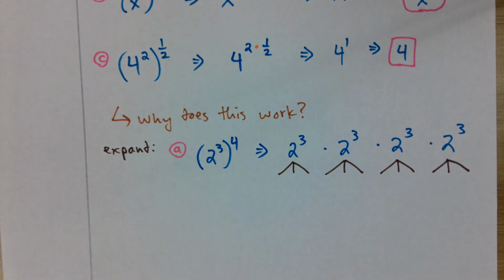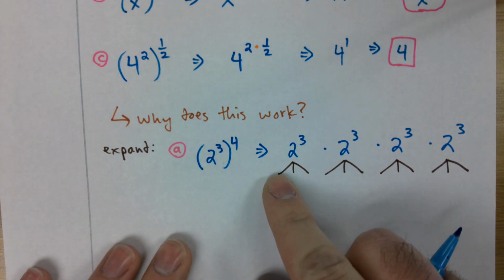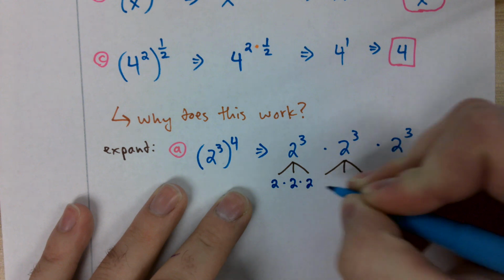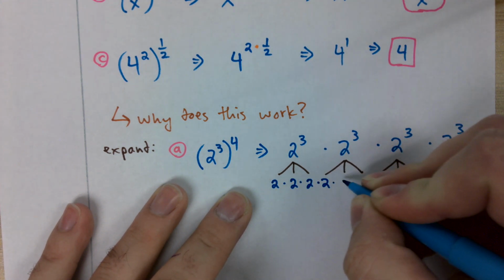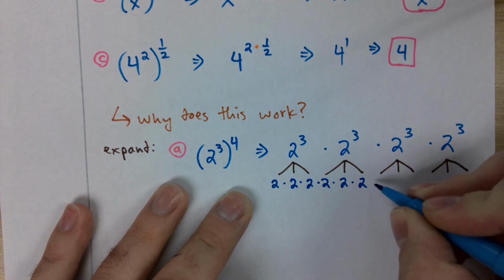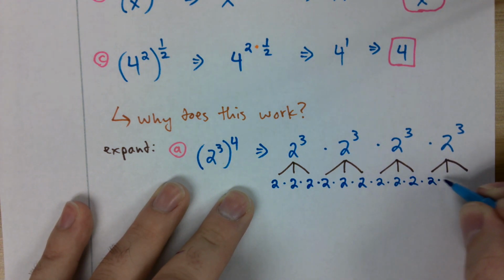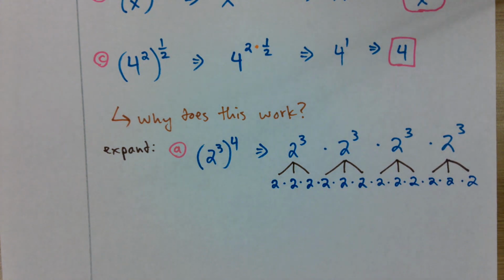Let's jump back into it. This is the last thing we're going to do, so let's just finish strong. So if we expand each of these 2 to the thirds out, we're going to get 2 times 2 times 2, and then we got 2 times 2 times 2, 2 times 2 times 2, 2 times 2 times 2. I could have picked an easier example, but that's all right.